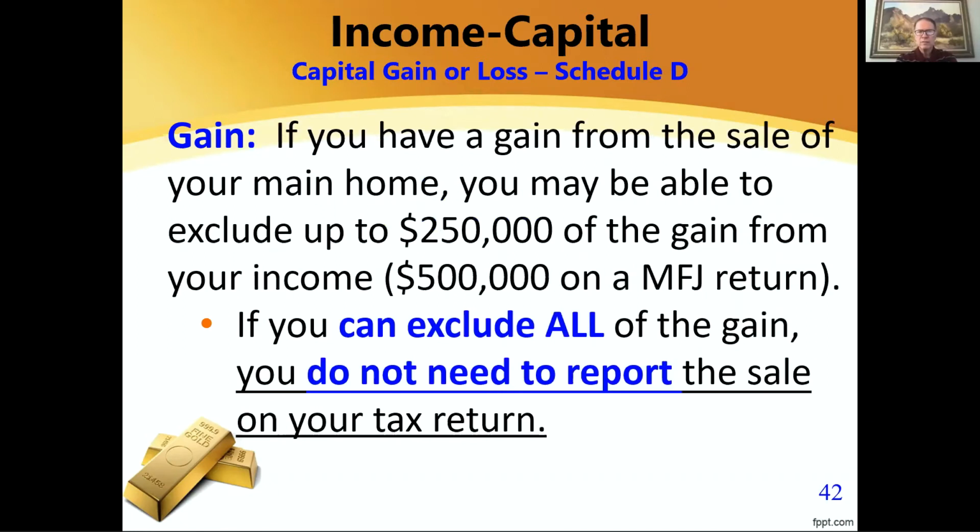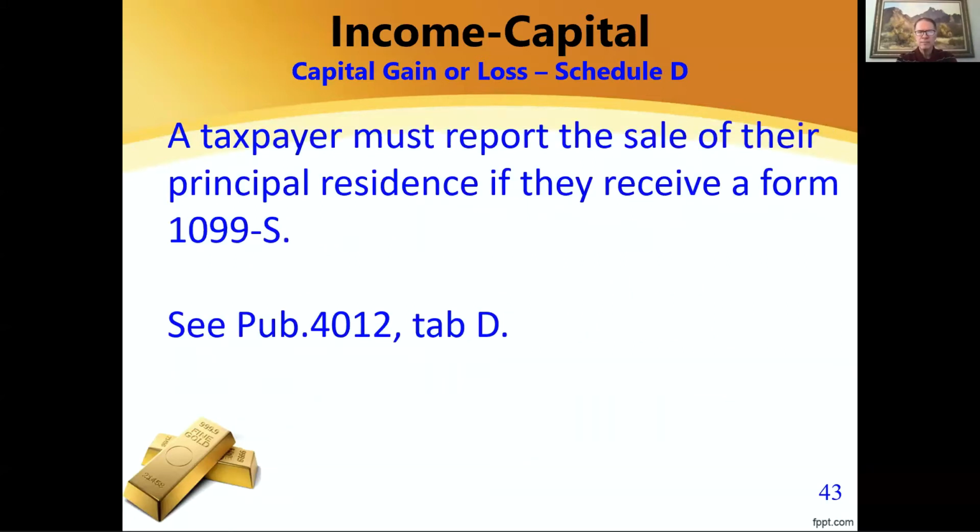If you have a gain from the sale of your main home, you may be able to exclude up to $250,000 of the gain if you're filing single. Married filing jointly, you could exclude up to $500,000. Now, if you bought the house for $300,000 and you sold it for $400,000, you have a gain of $100,000. If you can exclude all of the gain, you do not need to report the sale on your tax return, except in one condition. Next slide.